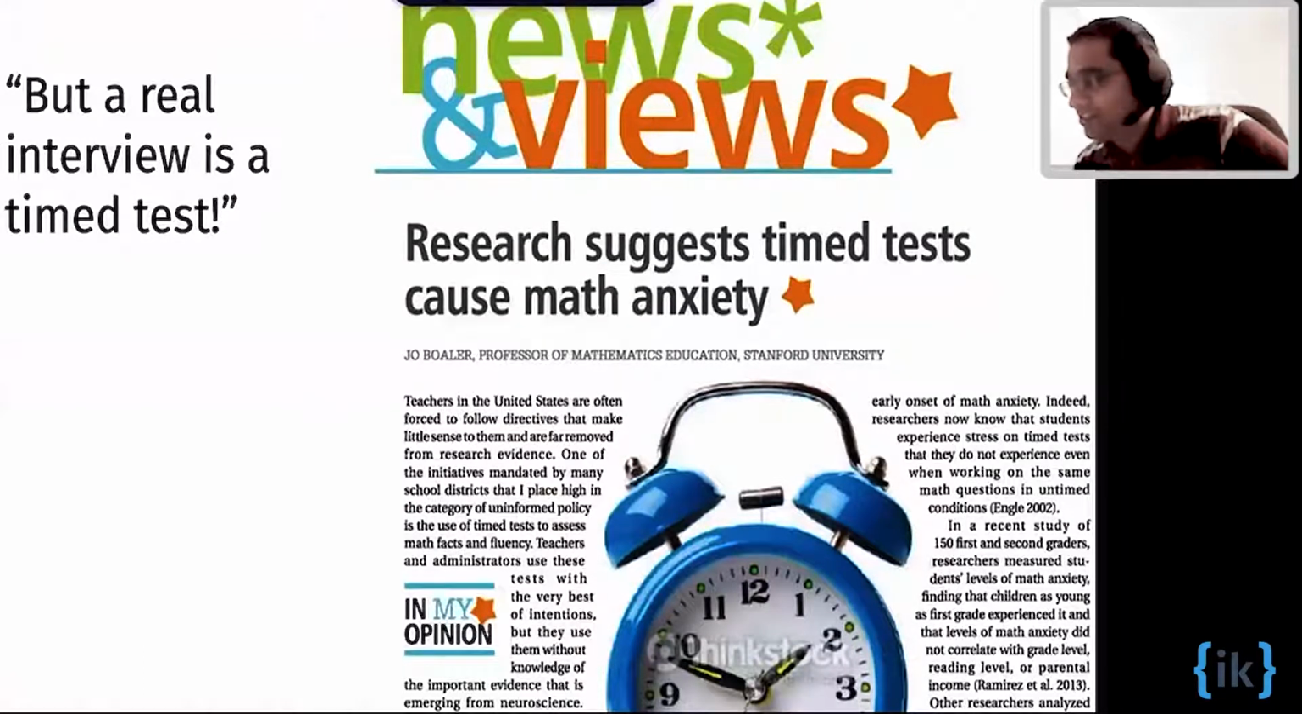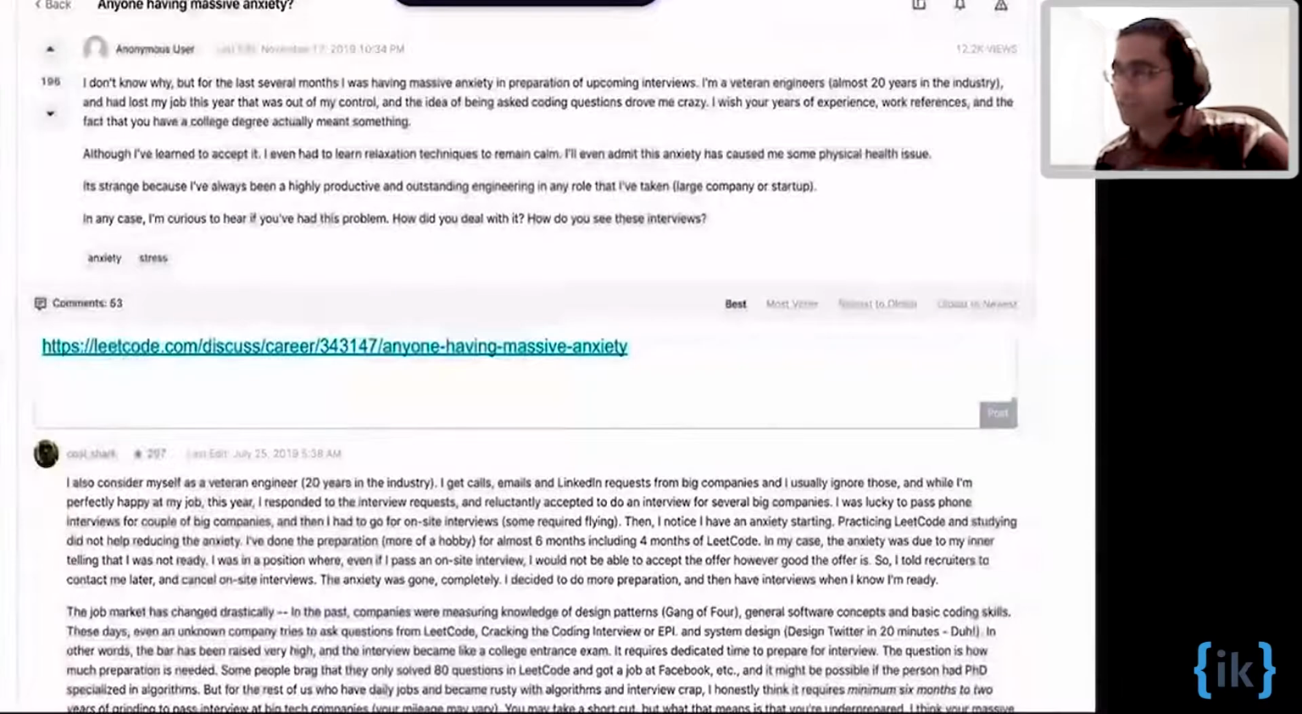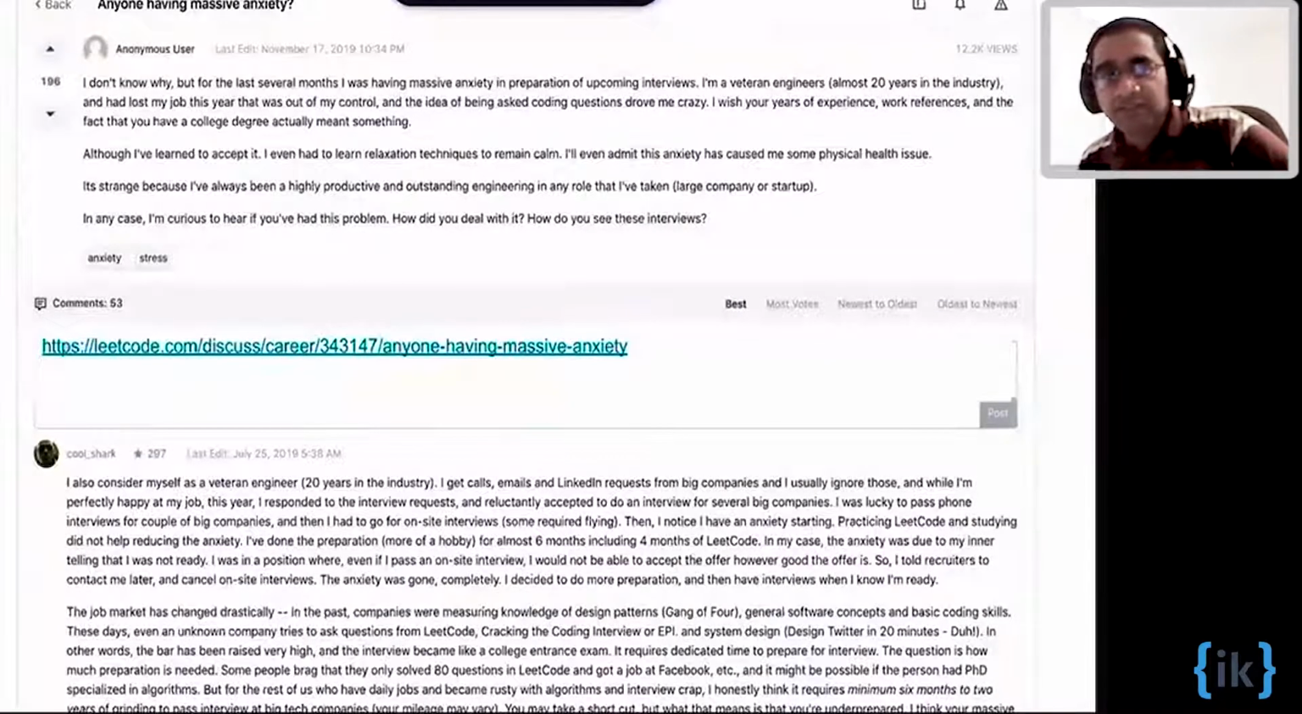This is true for kids. Many kids have math anxiety because of these timed math tests. And it's also true for experienced engineers. Many experienced engineers go through massive anxiety when preparing for interviews, or even in an interview. Many people tend to have a brain freeze.